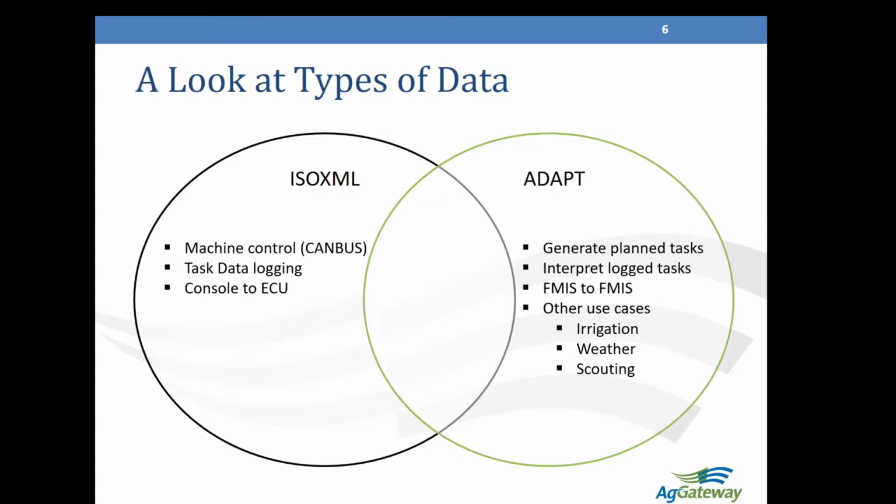These other use cases likely will never have a home or a place within the ISOXML 11783 standard, but ADAPT has, within the framework, the capability to handle these other use cases. Some examples of data types that are common between the two would include the grower, farm, field list, field boundaries, and task information. These are things that are common to both ISOXML and ADAPT.